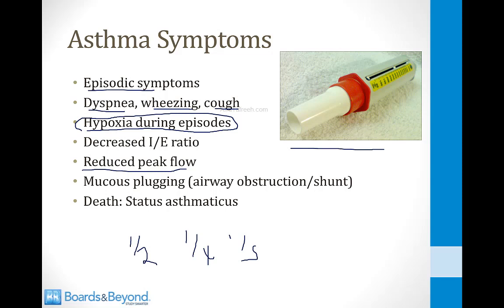Patients with asthma can also get mucus plugging, so this can cause airway obstruction and shunting. And then if asthma is severe enough, patients get what's called status asthmaticus, where they become hypoxic and they can die. It's very rare, but this has to be severe untreated asthma to cause this.